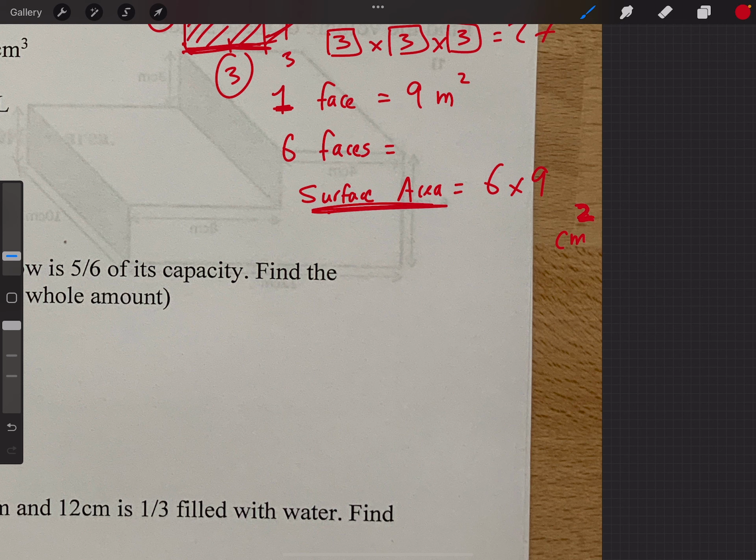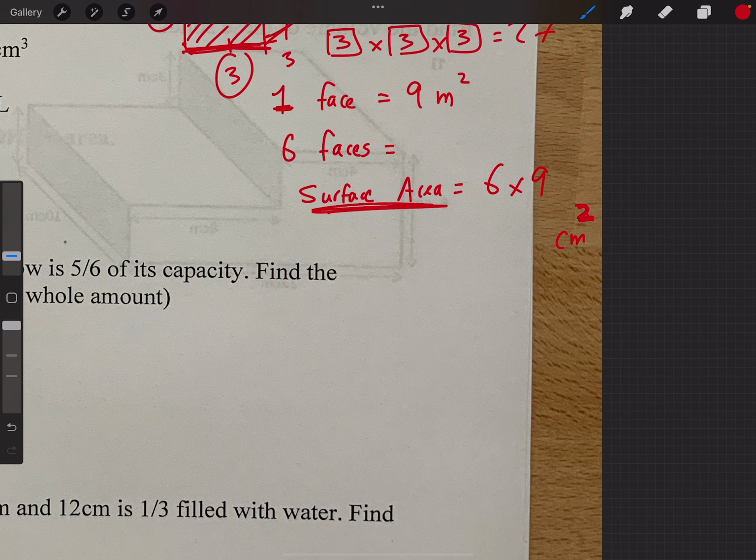Alright, now we know that when it's 5/6, it is 15 centimeters. So let's divide 15 by 5. How high is the water in each part? Well, it's going to be 3 centimeters. 15 divided by 5 is 3. Each of these layers is 3 centimeters. So that means that this piece here must also be 3 centimeters.